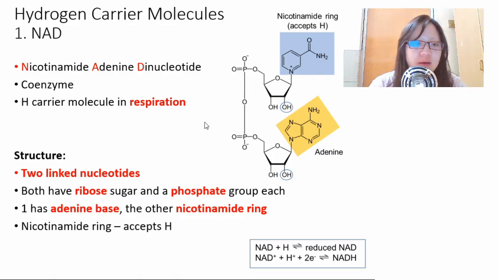Get it? So the nicotinamide ring actually can accept hydrogen. So in glycolysis, when it receives that hydrogen, it attaches it here. Okay, you don't need to know the particular chemical reaction, but you do need to write this one down here. NAD plus H will equal reduced NAD, or you can express it this way: NAD+ plus H+ plus 2 electrons would equal NADH.